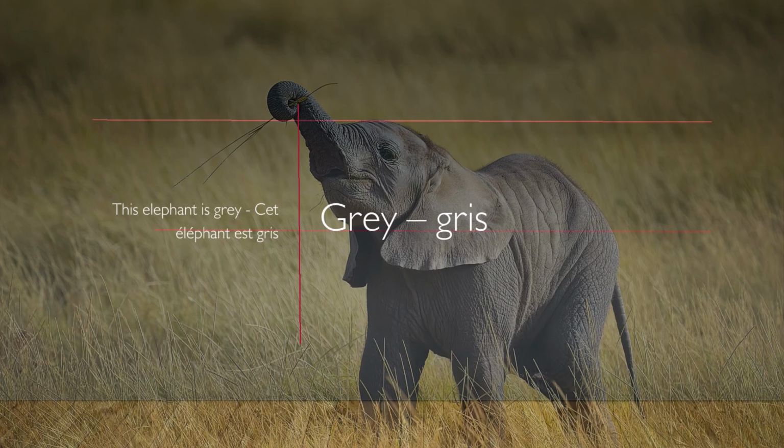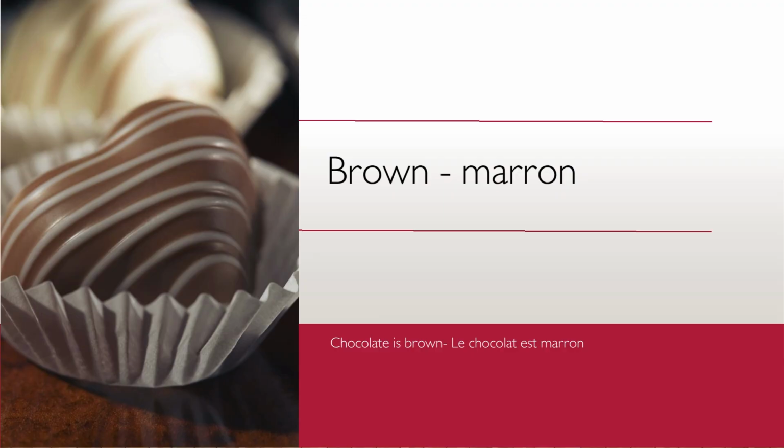Our last color name is brown. In French, we say marron. For example, chocolate is brown. Le chocolat est marron. For chocolate, in French, we don't say chocolate, we say chocolat.